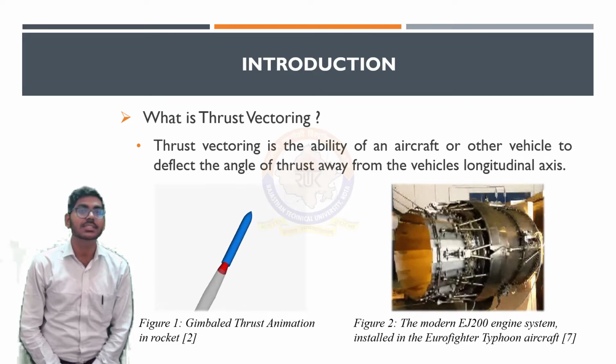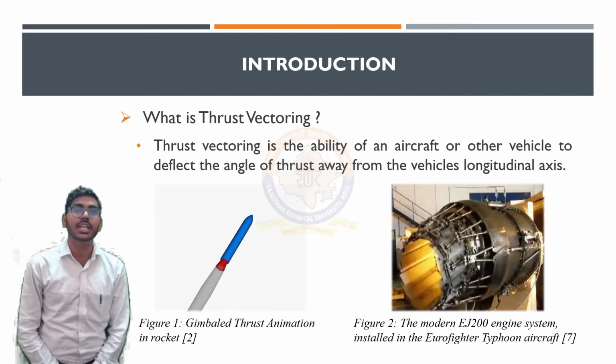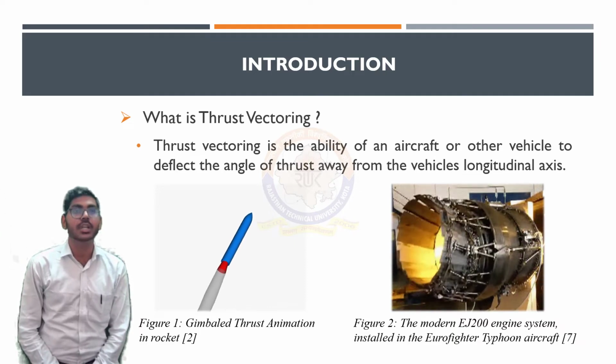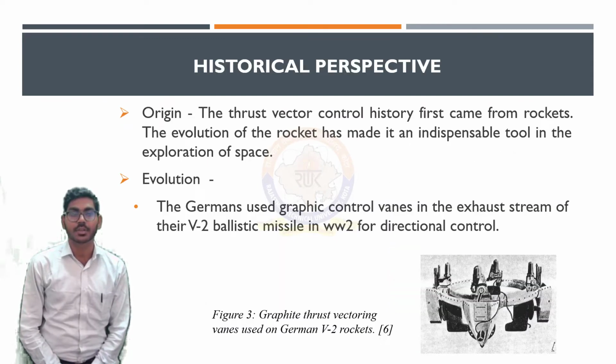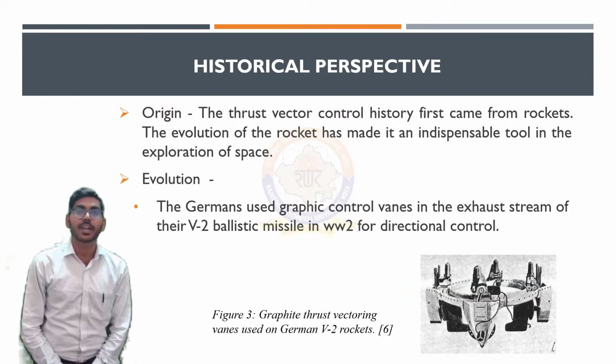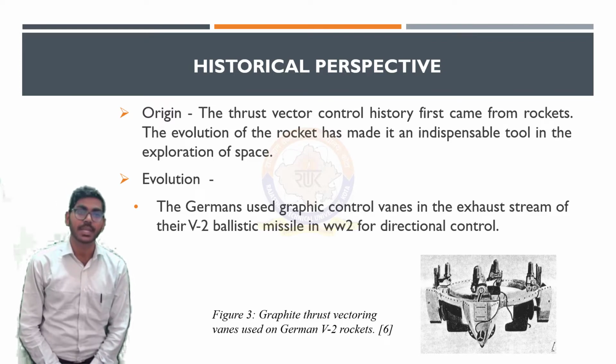Figure 1 represents thrust animation in a rocket. Figure 2 demonstrates the modern EJ200 engine system installed in the Eurofighter Typhoon aircraft. Historical perspective. Origin. The thrust vectoring control history first came from rockets. The evolution of the rocket has made it an indispensable tool of exploration of space.